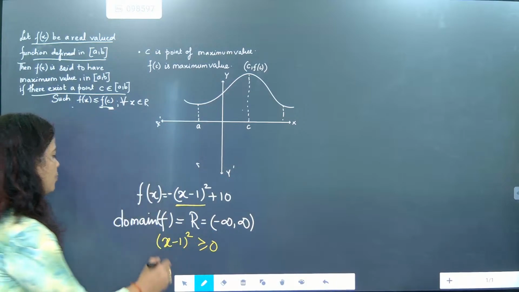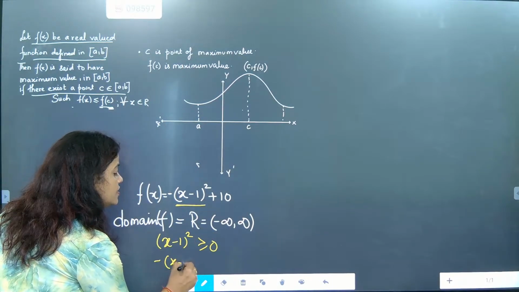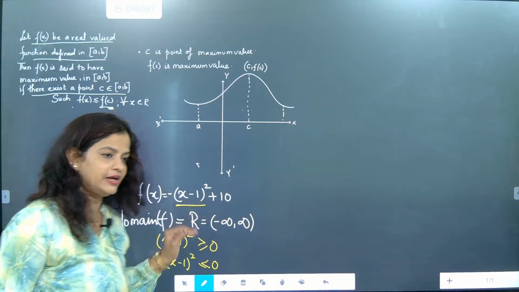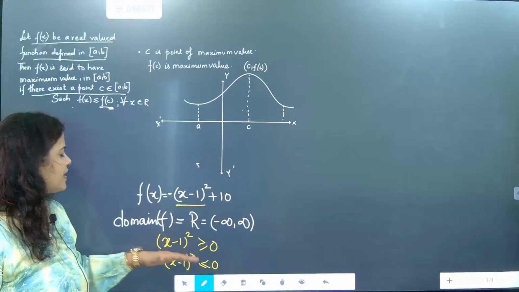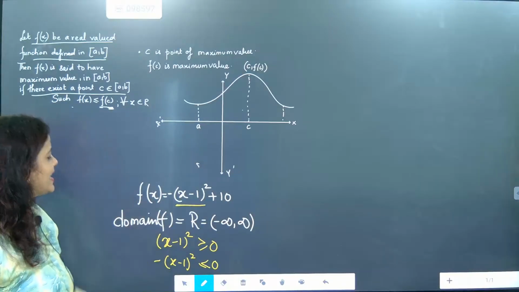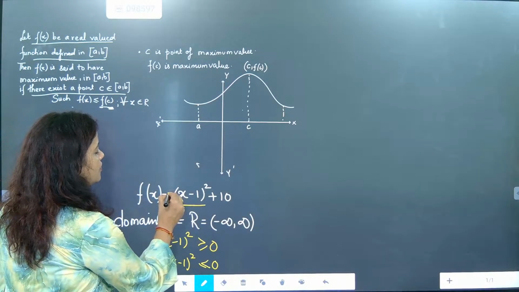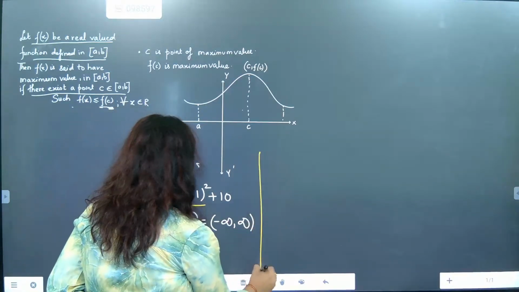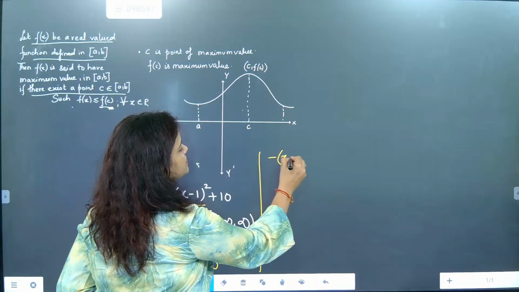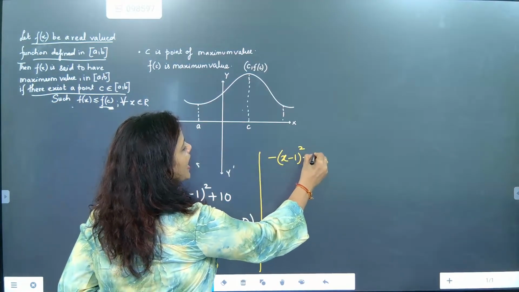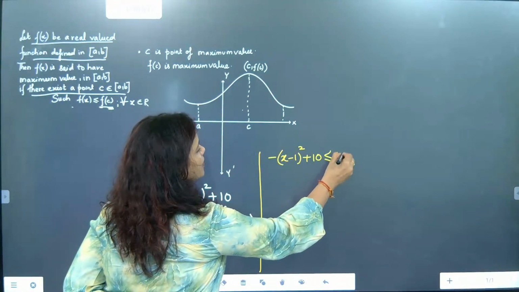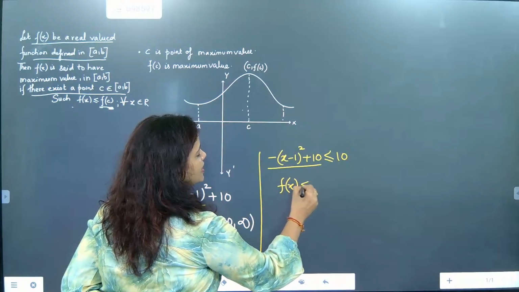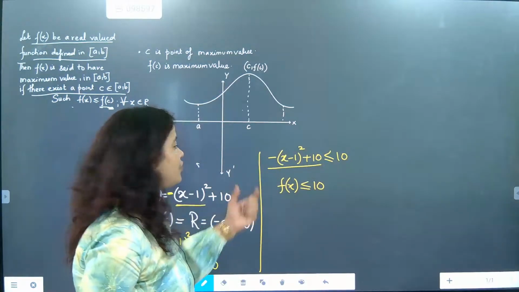But the moment I apply minus, will it be greater than or equal to 0 now? No, it will become less than or equal to. Understood? The moment negative is applied, it will become less than or equal to. Now the next work: our function is this only, now with minus. Second, we will add 10 on both sides to minus x minus 1 whole square. The moment we add 10, this will become our function. So f of x is less than or equal to 10. Bingo. So we got this part.